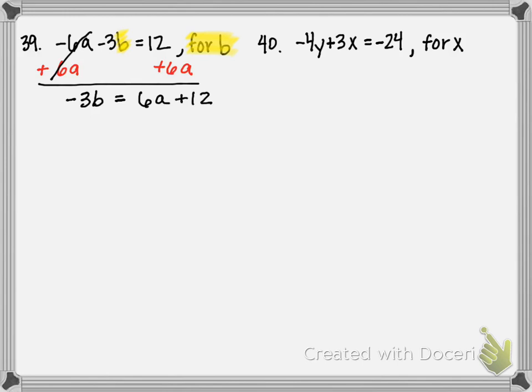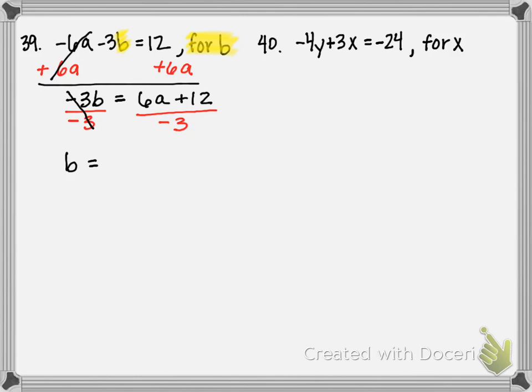So now I need to continue to work to get b by itself. So b is being multiplied by negative 3. So to undo that, we will divide. And if I divide one side, we learned we have to divide the other side. So negative 3b divided by negative 3 leaves me with b. And I have 6a plus 12 divided by negative 3.